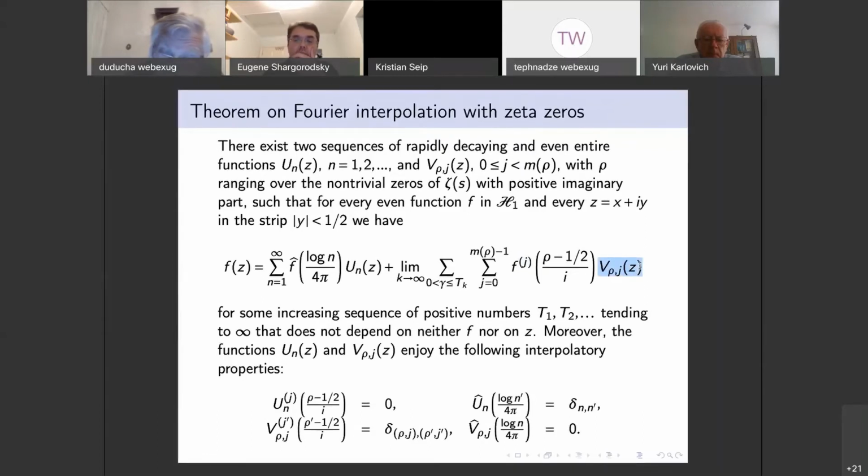I call them v_{rho,j}. There is a small issue with convergence in that sum, so we have to be a little bit careful when we sum the series. But we can do it in such a way that this converges nicely, and the basis functions u_n of z and the v_{rho,j} have precisely the kind of minimality properties that we like. They take the right value, let's say 1, where they should, and otherwise they are 0 at all other points. By that I mean that both the function and the Fourier transform are 0 where they should be 0. So they have exactly the interpolatory properties that we would like to see. Okay, so that's the theorem.